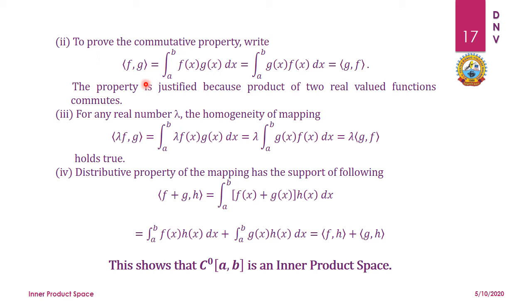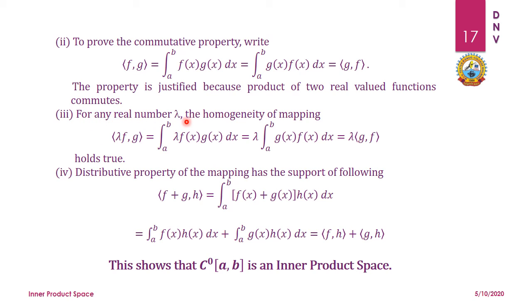Second property, we want to prove that the inner product defined by f and g commutes. So we can write the definition, integral a to b of f(x) g(x), and for continuous functions it makes no difference if we write them f(x) into g(x) or g(x) into f(x). This is the property we have used over here, and we can write that it is the inner product of g and f. This property is justified because the product of two real valued functions commutes.